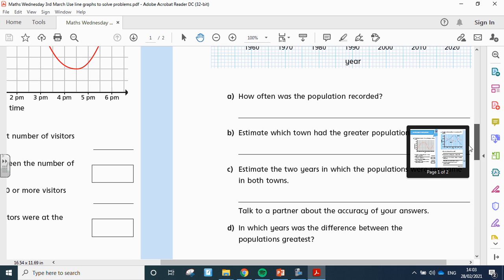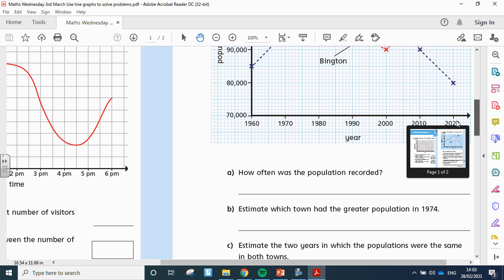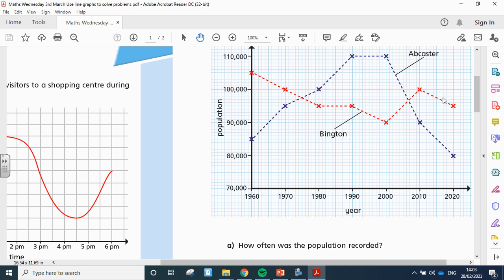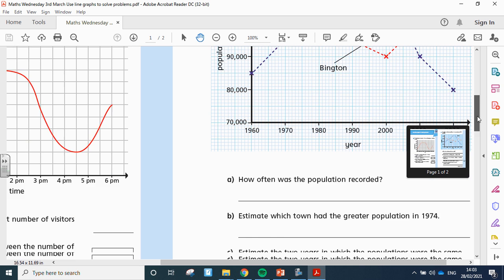In which years was the difference between the populations greatest? So look at where the blue and the red lines are furthest apart, and that'll be your greatest difference. Just as an example, this looks like quite a big difference here. But then equally, that looks like quite a large difference there. Is that quite large there? Probably, but like here, that's not a very big difference, is it? So see where you can work out where the biggest difference is, okay?